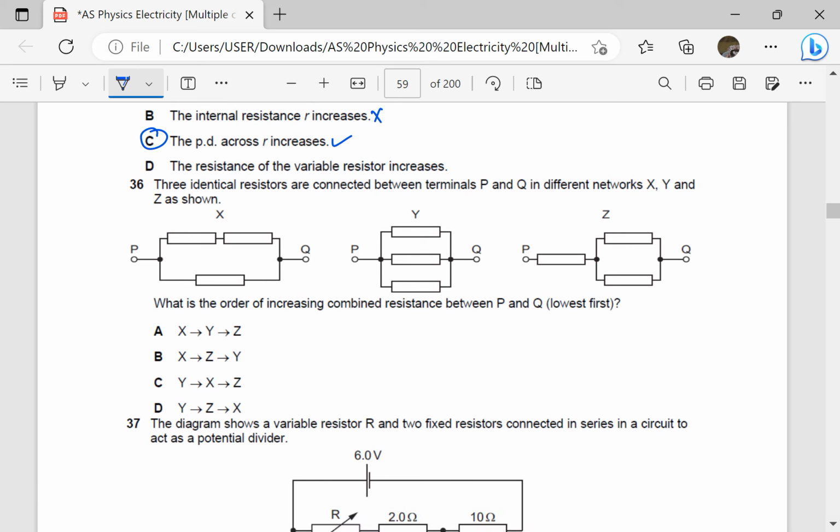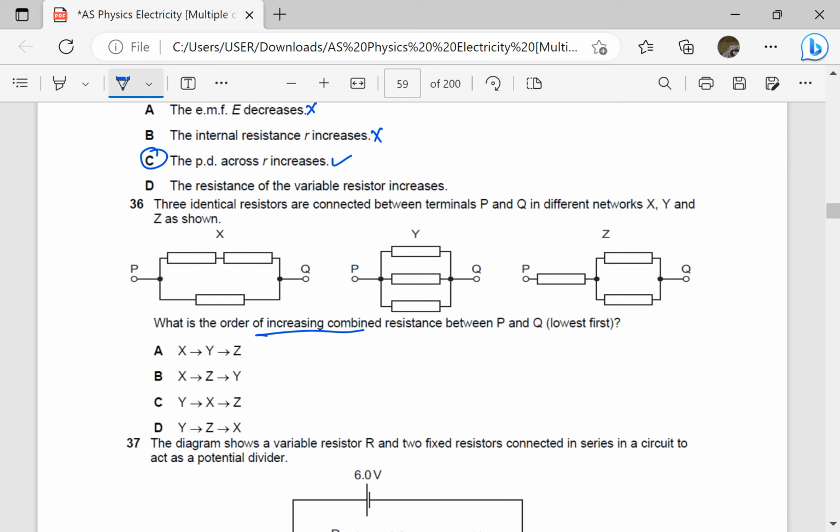Three identical resistors are connected between terminals P and Q in different networks X, Y, and Z as shown. What is the order of increasing combined resistance? Okay, so you can find the total resistance here. Should I use a simple resistor?